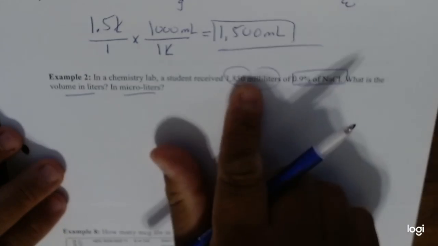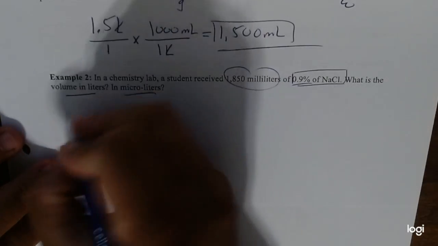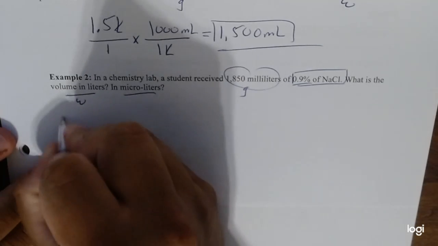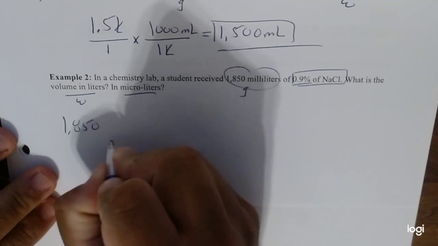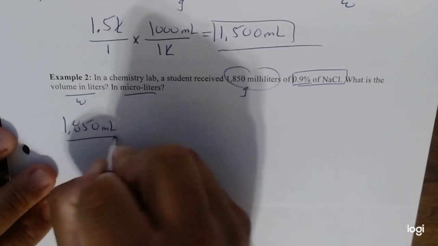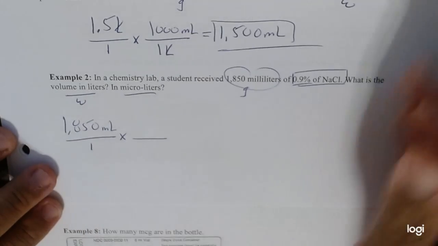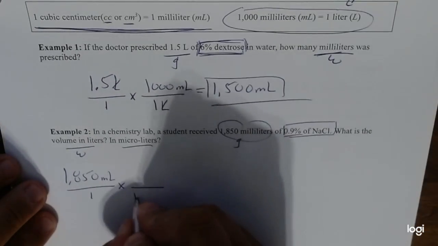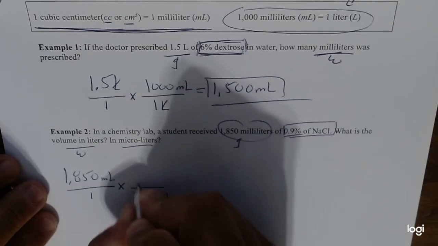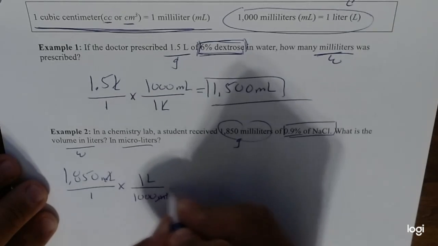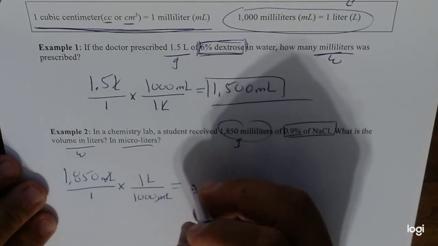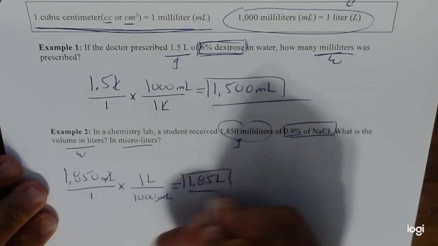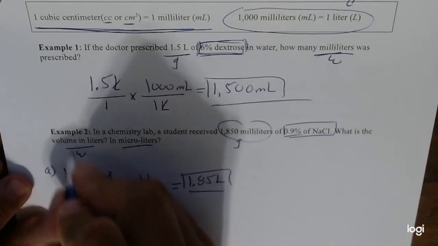Okay, so we're going to start with what's given to us. So it's 2 different questions. First we'll talk about liters. It's 1,850 milliliters, and we want liters. So again, using our conversions, we know there's 1,000 milliliters for every 1 liter. Cancel, cancel. That should give you 1.85 liters for the first part. We'll call that A.